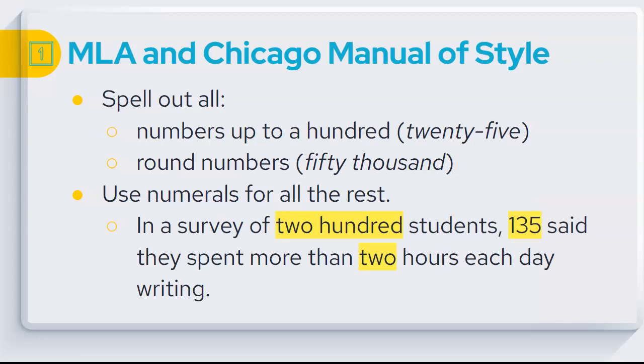In a survey of 200 students, 135 said they spent more than 2 hours each day writing. 200 is a round number and easily spelled out, but 135, not so much. And of course, 2 is less than 100, so it too would be spelled out.